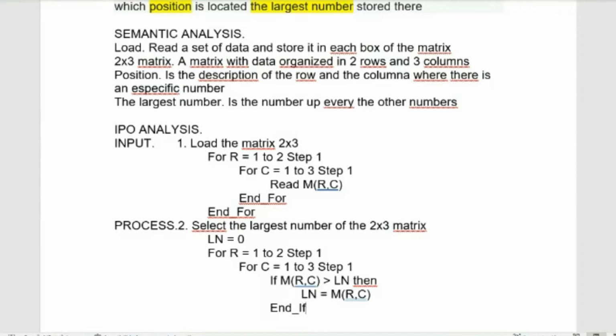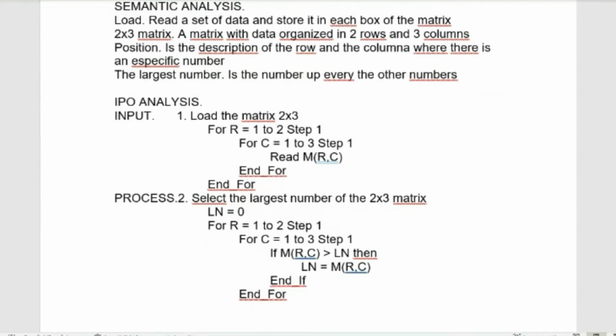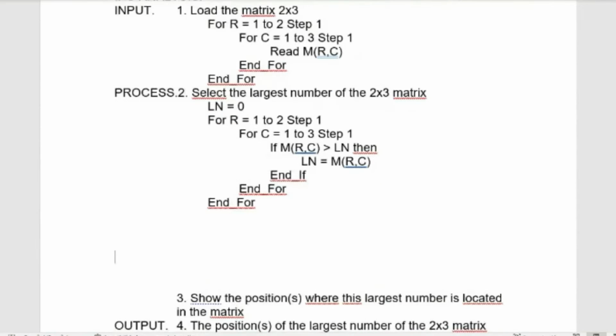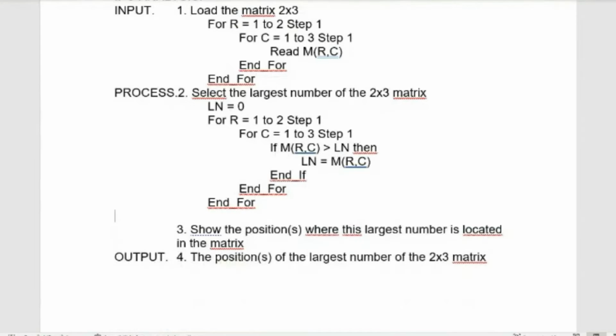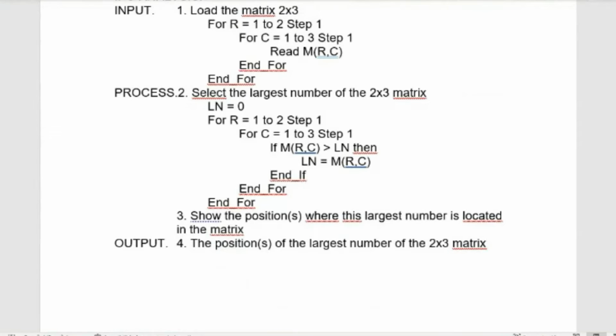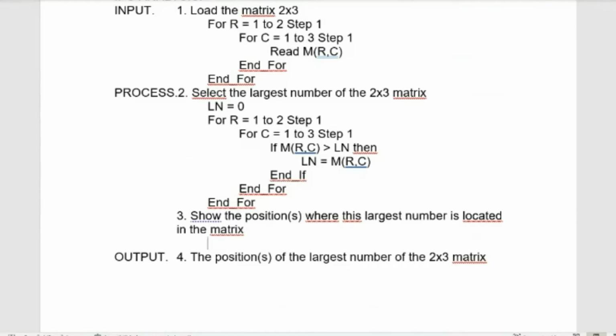And if N4, and N4. Okay? Now let's see. With this process, or with this step number 2, we can find the largest number, the greater number in the matrix. But this is not the question. The question is the position where this largest number is located in the matrix. So now we are going to show that.